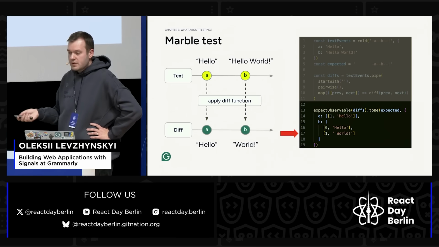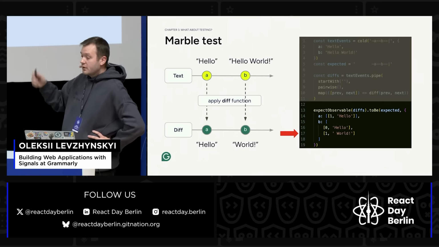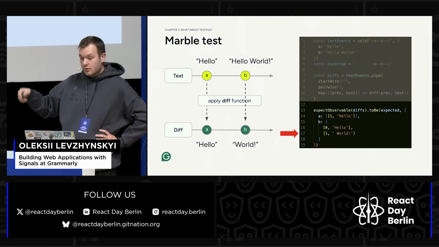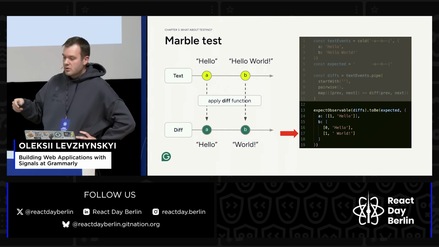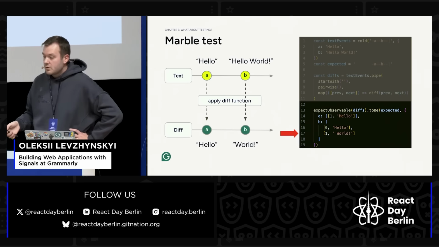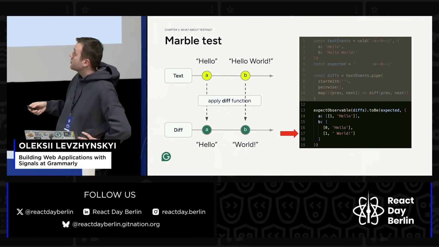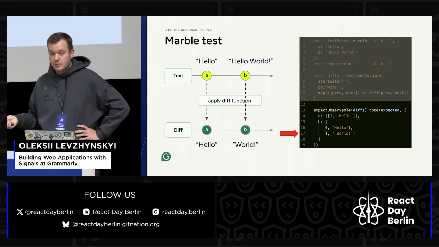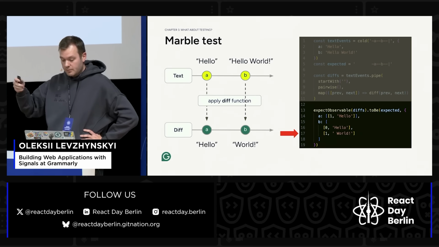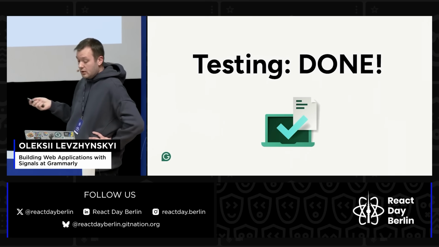For the marble test, there is a library that allows you to run it. Definitely there will be a wrapper that creates a sort of scheduler that needs to be used, because the value changes over time. So there will be a bit of boilerplate, but the core of this test is quite readable for sure, if you know the syntax on how to define the events. Well, basically testing is done.